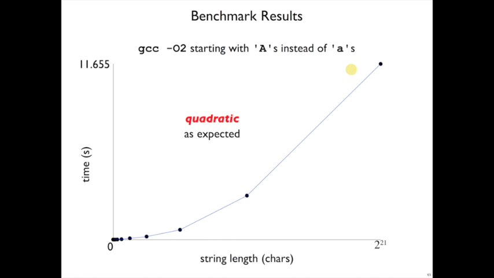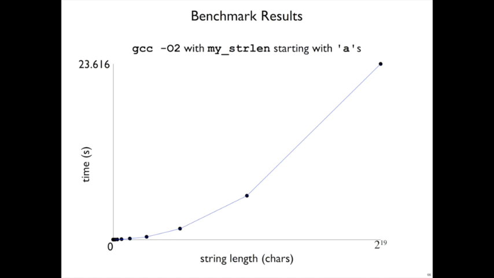So the optimizer did change the complexity of this program, the asymptotic complexity, but only in some cases, not in all cases. We can also see if we go back to lowercase a's and we use my strlen, which was completely equivalent to strlen in what it does, that we get the quadratic behavior that we originally expected, and that's because the compiler can't figure out that my strlen is exactly equivalent to strlen. It doesn't know that it's going to be a constant, and then it can do some special cases when the input string doesn't change.